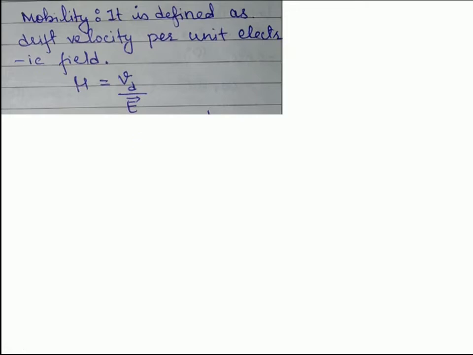Now mobility. Mobility means drift velocity per unit electric field. On applying an electric field, electrons start drifting in one direction. How much velocity they gain when the electric field is applied, that is the mobility of the charge. So mobility means how free they are inside the conductor.